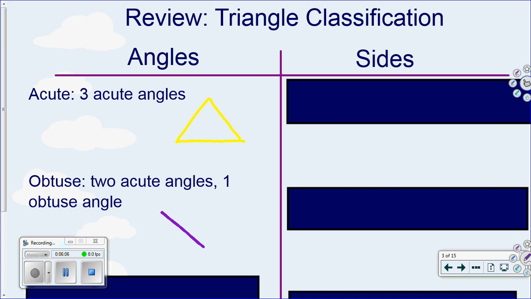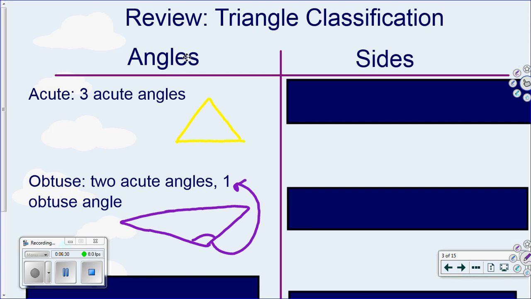Okay, so here's an example of what an obtuse, actually, it's okay, we'll say it's obtuse. I should have made this more obtuse, so it doesn't look right. But here we go, right here, that's my obtuse angle, and the other two are acute.